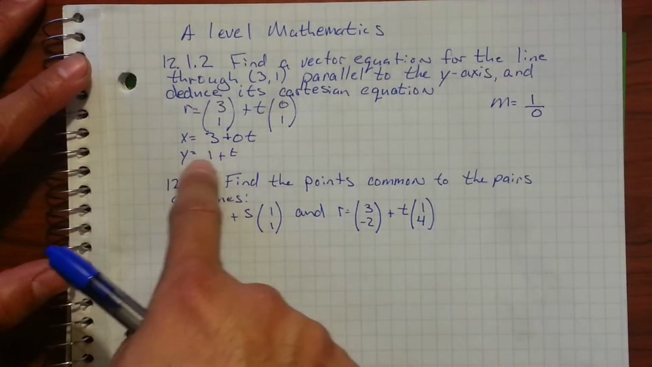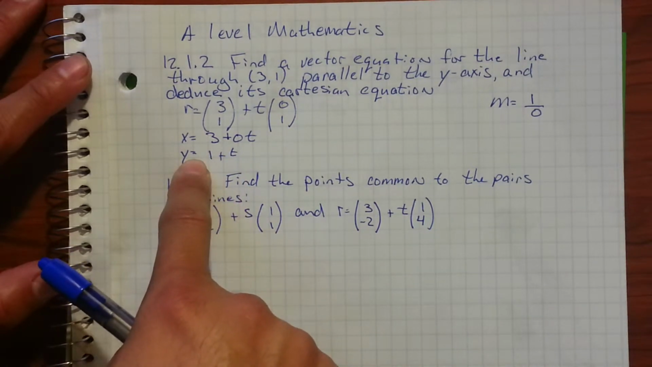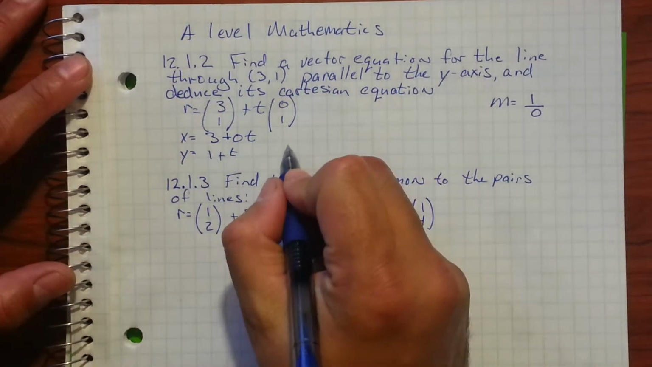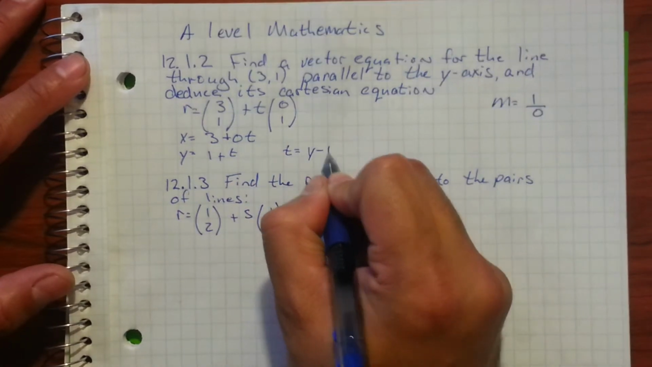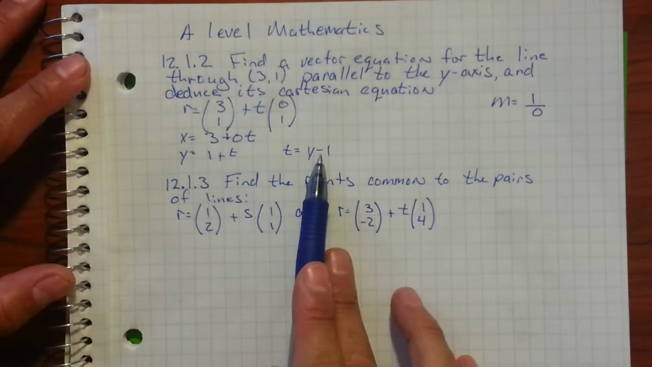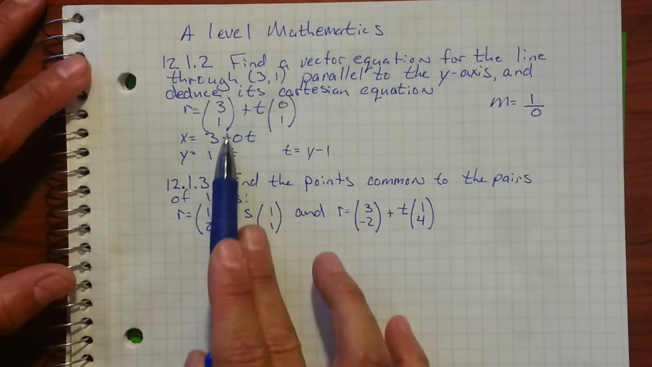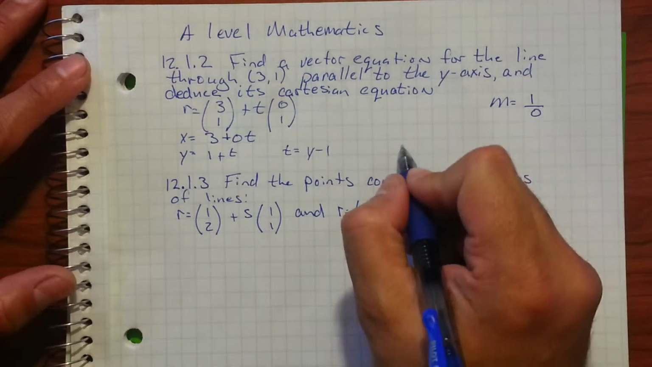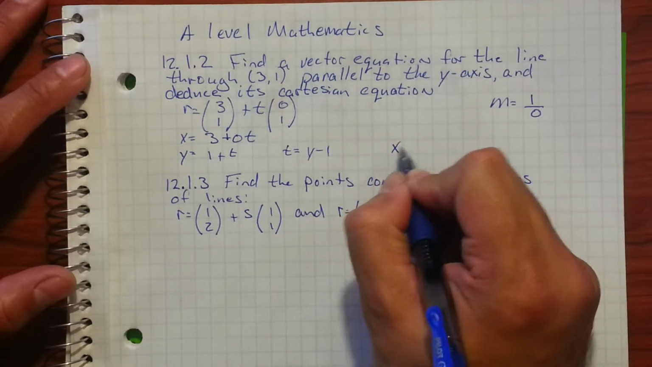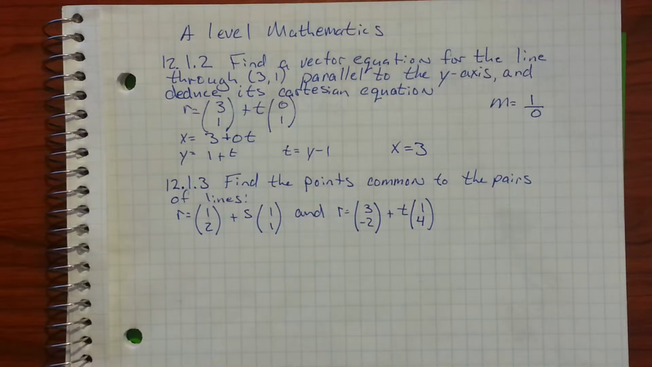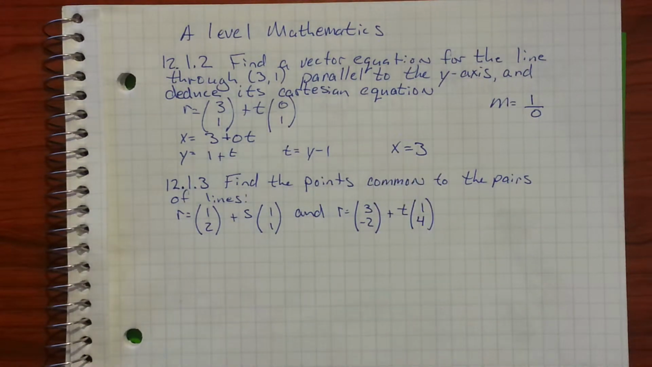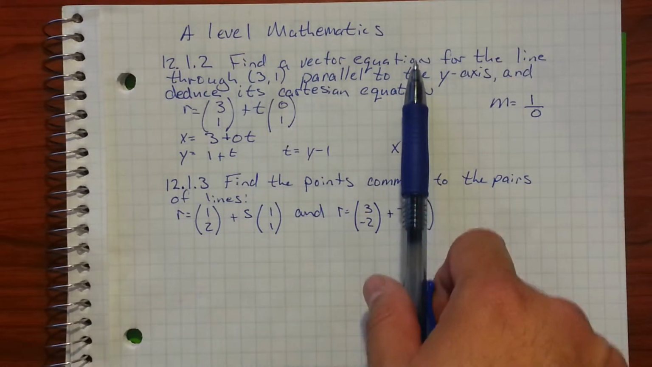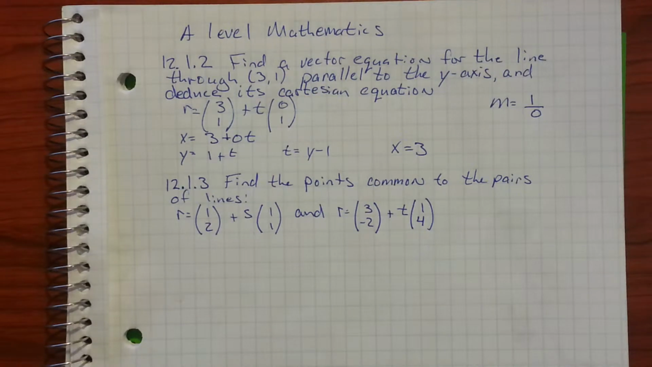So if I was to solve for t over here, I'll get t is equal to y minus 1. And so now that t is equal to y minus 1, I plug it in here. Anything times 0 gives me 0. So my Cartesian equation is going to be x equals 3. And if I remember this from algebra, this is actually a vertical line. X equals 3. There is no slope on this. I'm just going straight up and down.